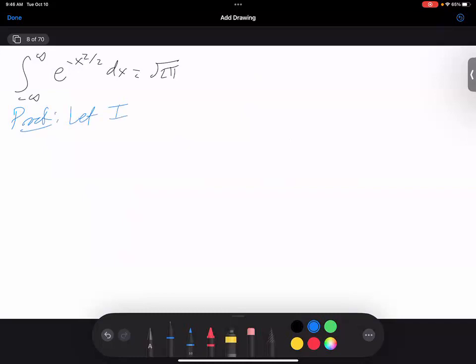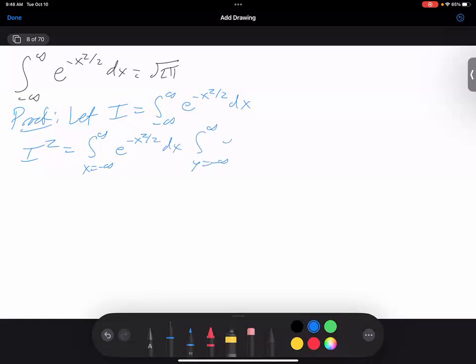So let I, for integral, be the integral from minus infinity to infinity of e to the negative x squared over 2 dx. So I squared is the integral, x goes from minus infinity to infinity, e to the negative x squared over 2 dx, times the integral, y goes from minus infinity to infinity, e to the negative y squared over 2 dy, which is the double integral from negative infinity to infinity of e to the negative (x squared plus y squared) over 2 dx dy. So we're integrating over the entire plane. We've got a function that only depends on x squared plus y squared.